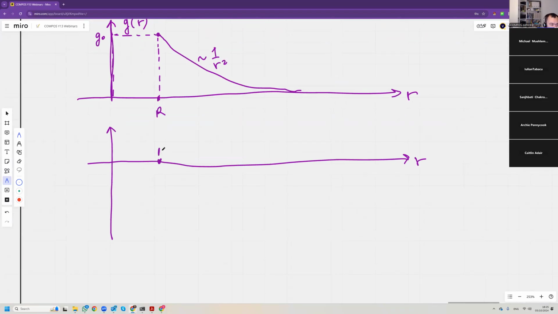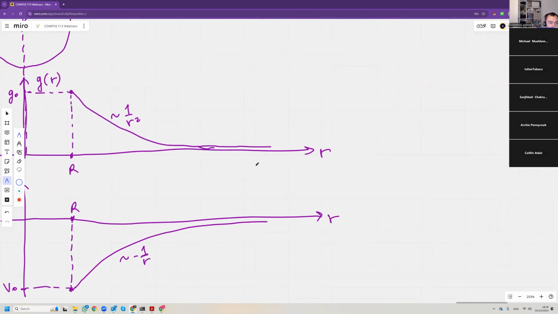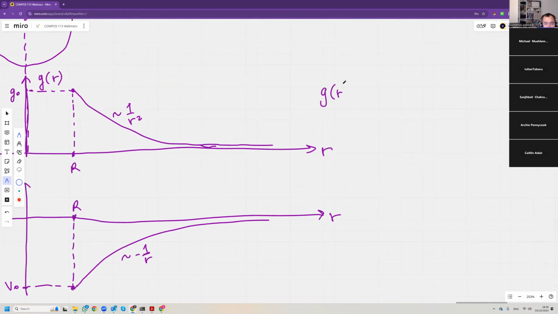So this is the surface of the planet. So let's say the gravitational potential at the surface of the planet, let's call it V0, and then it increases as you go along. That's nice. That's easy. So it's proportional to minus 1 over r, because the expression is g of r is equal to G m, where m is the mass of the planet, over r squared. So that makes perfect sense.